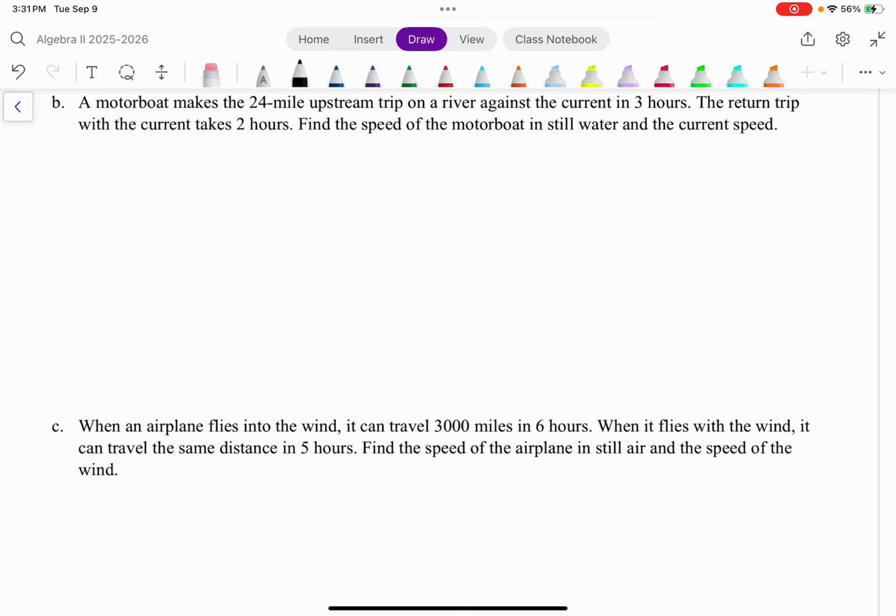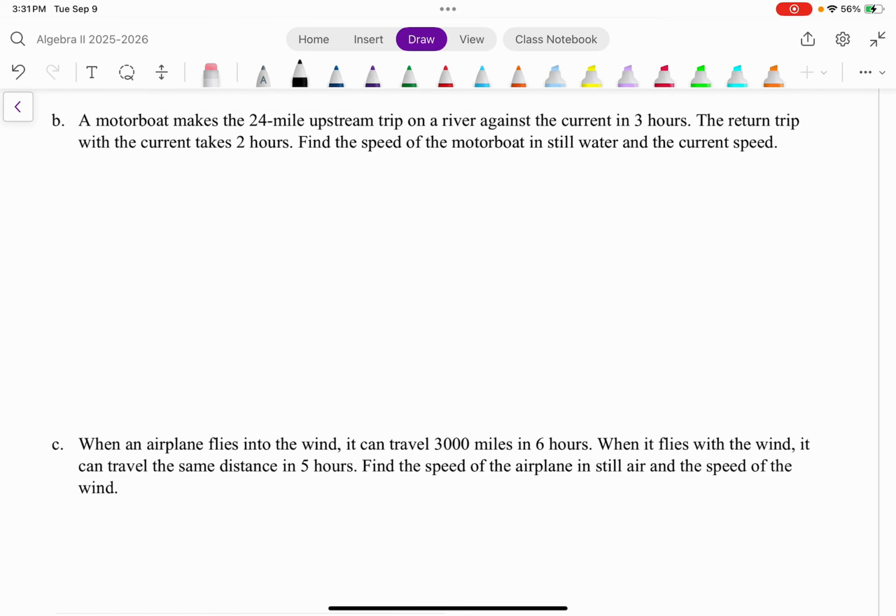For example B, we have a motorboat makes a 24-mile upstream, so again, against the current, trip on the river against the current in 3 hours. The return trip with the current takes 2 hours. So with the current, we add the speed. Find the speed of the motorboat in still water and the current speed.